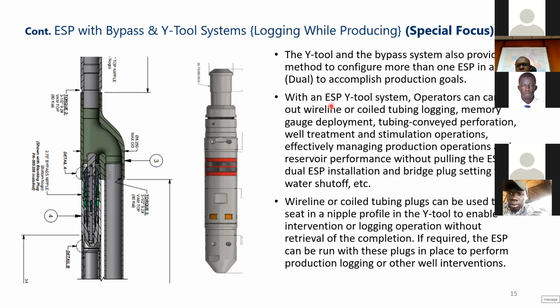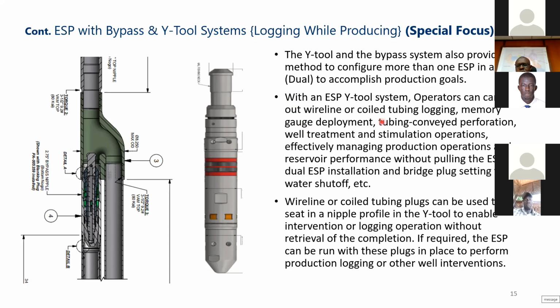Here it says the Y tool and the bypass system also provide a method to configure more than one ESP in a well. So that's another use of the Y tool. You can use it for dual string. So that's another use for a Y tool system.